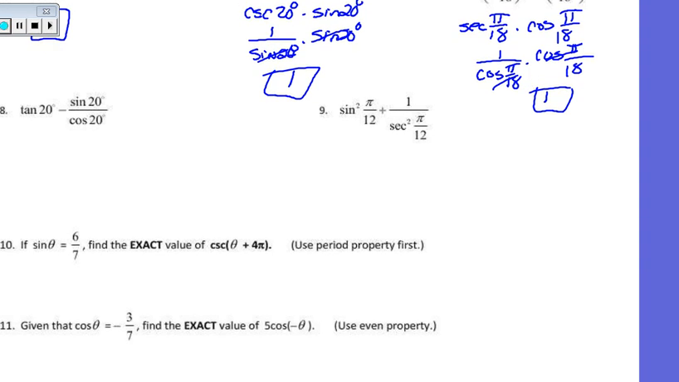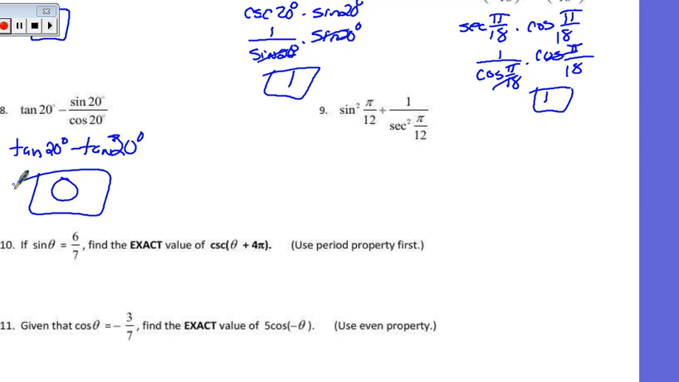Now let's try these other two here. They're all the same degree measure, so I don't have to worry about that. I do know that sine over cosine is the same thing as tangent, so this becomes tangent of 20 degrees minus tangent of 20 degrees. When you subtract something from itself, you get left with 0.